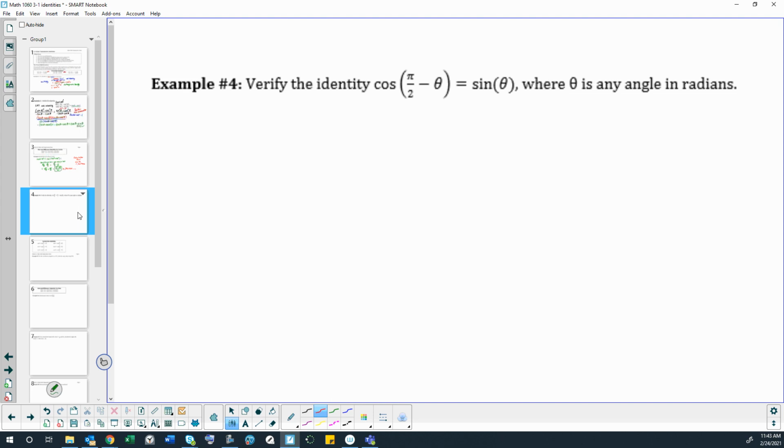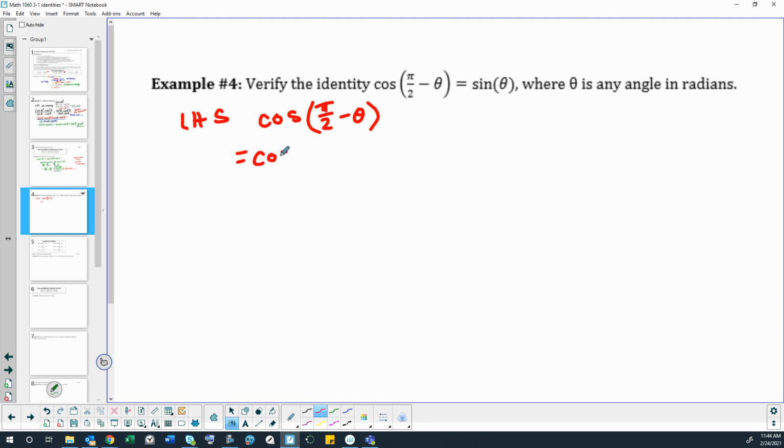Okay, let's look at another use of our cosine difference identity. For some reason, both of these problems have differences in them, instead of letting us practice the sum identity, but that's all right. Okay, so we're going to start with our left-hand side again. So we're starting with the cosine of pi halves minus theta. That's weird to have an actual angle in there instead of just a variable theta.